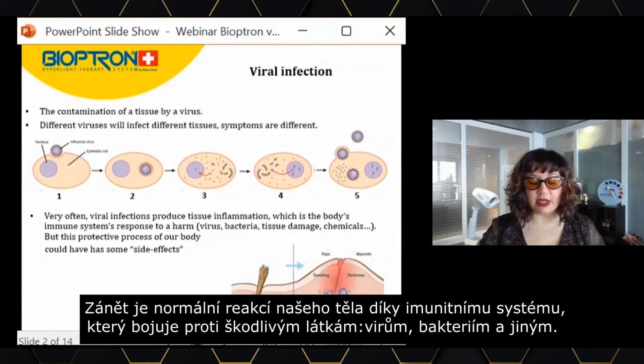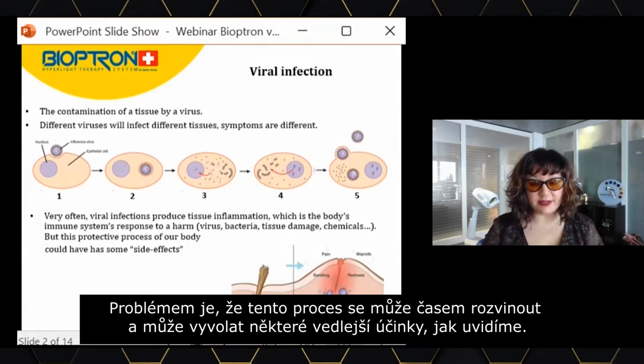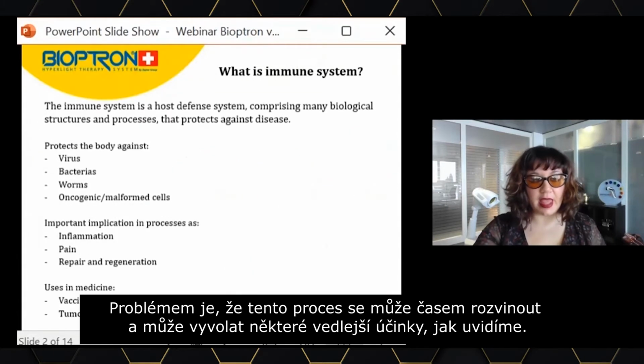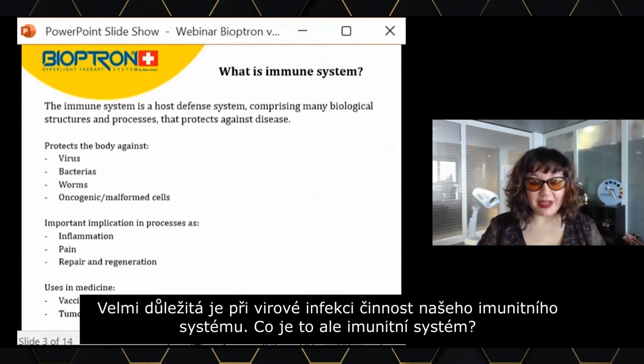The inflammation is a normal response from our body, thanks to the immune system, to fight against a harm: virus, bacteria, etc. The problem is that this process can develop over time and can cause some side effects, as we will see. Very important in the viral infection is the action of our immune system.